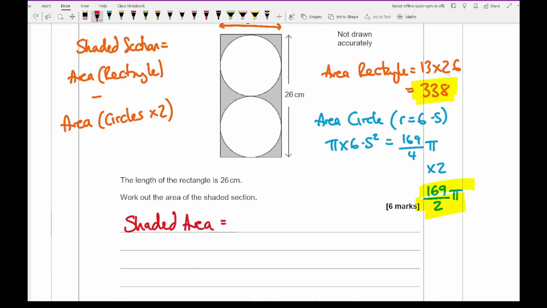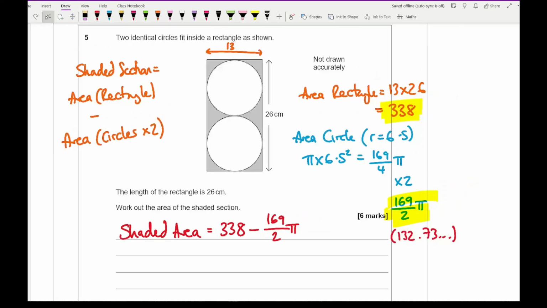And again, if you want to work with decimals, that's entirely up to you. So 338 minus 169 over 2 pi. Typing that into the calculator gives me an answer of 72.5, and that's going to be centimetres squared to 1 decimal place.